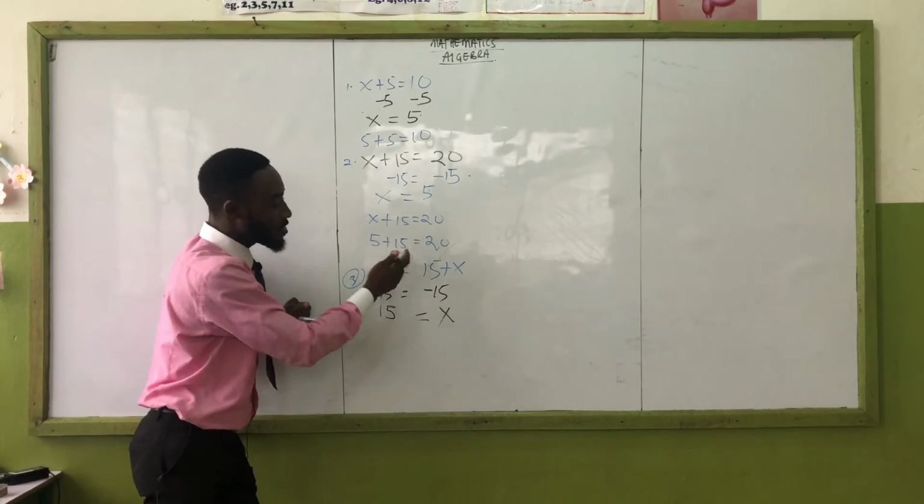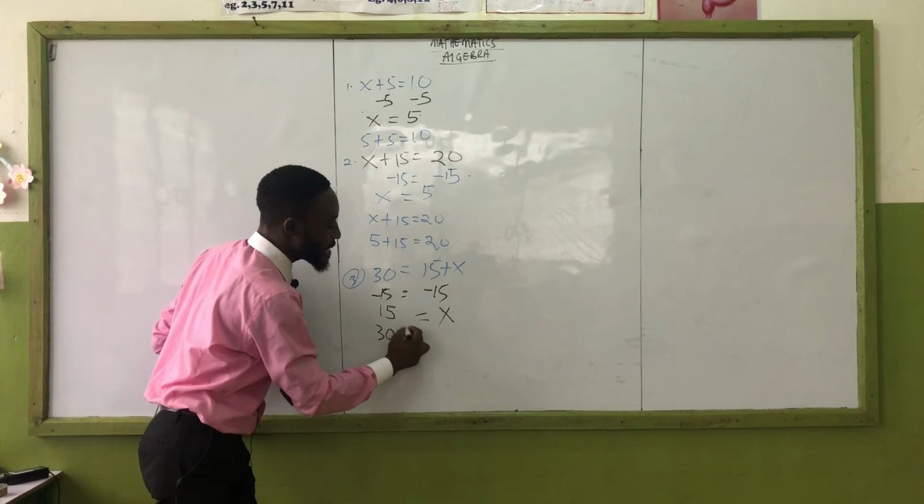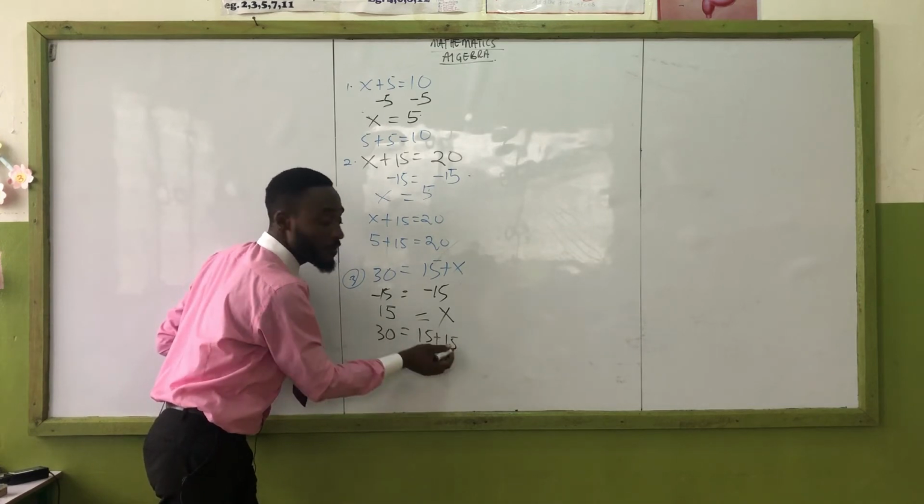Is that okay? Now let's try and see if it works. It's equal to 15 plus 15. What's 15 plus 15? 30.